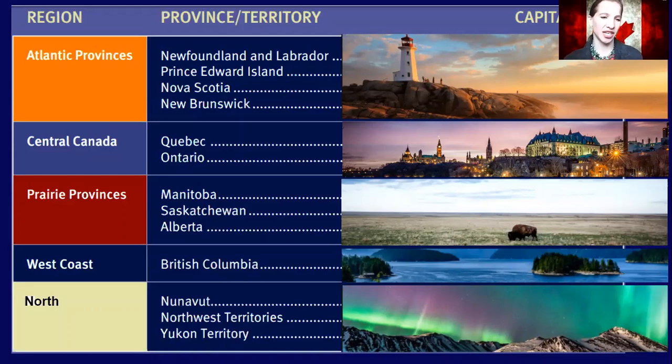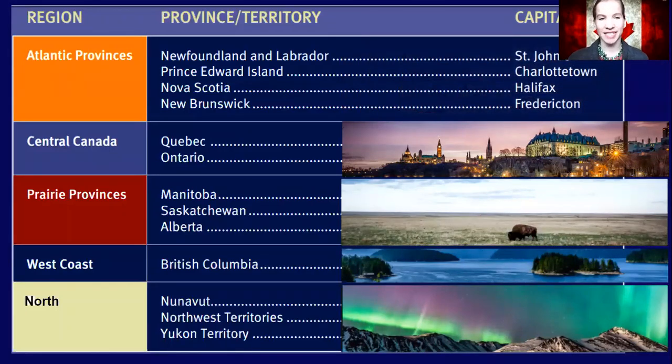The next region is the West Coast. That's just one province, British Columbia. And finally, the North region has Nunavut, Northwest Territories, and the Yukon Territory. Look at that beautiful sky. Those are the Northern Lights.